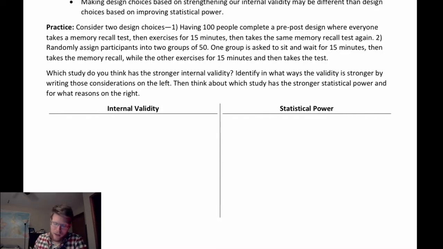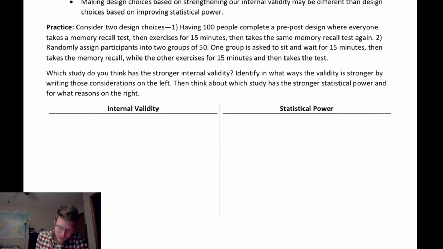In the second design, we have people randomly assigned. So 50 of these 100 people are randomly assigned to sit for 15 minutes and then take the test. The other 50 are assigned to exercise for 15 minutes and then take the test. So go ahead and think on your own first. Which design do you think has better internal validity? Which design do you think has more statistical power? But I will go ahead and answer.